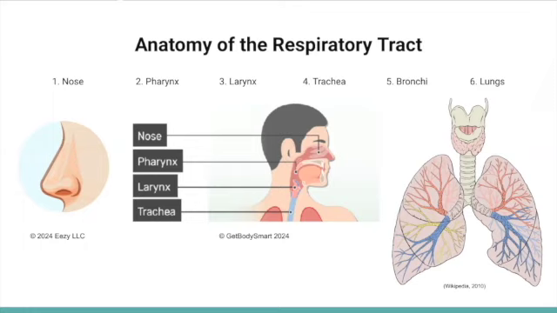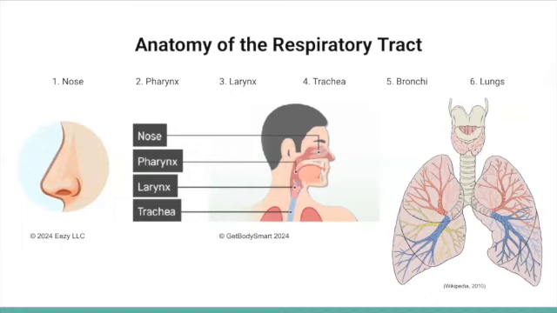Air travels through the pharynx, a common pathway for both air and food, and the pharynx serves as a junction between the nasal and oral cavities and leads to the larynx, which is number three. We have the larynx, which is often referred to as the voice box and contains the vocal cords. It plays a crucial role in preventing food or liquid from entering the lower respiratory tract.